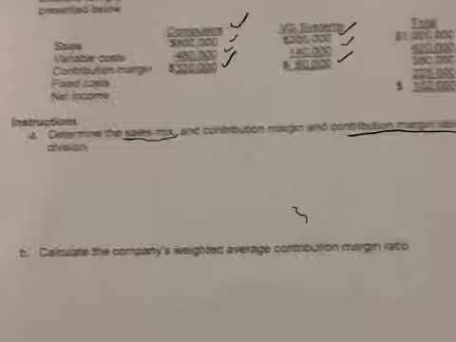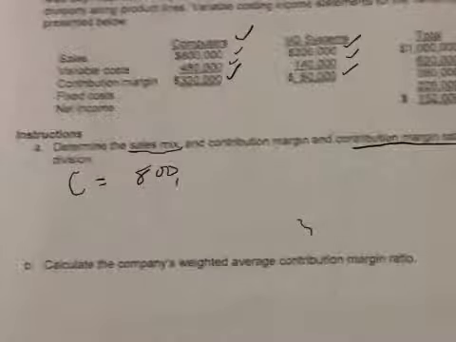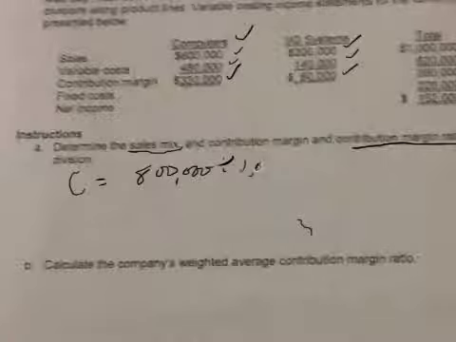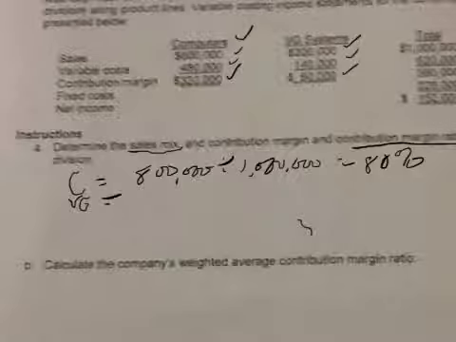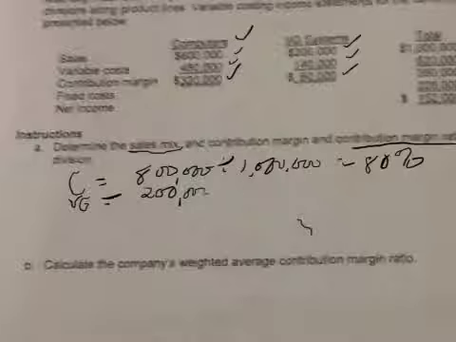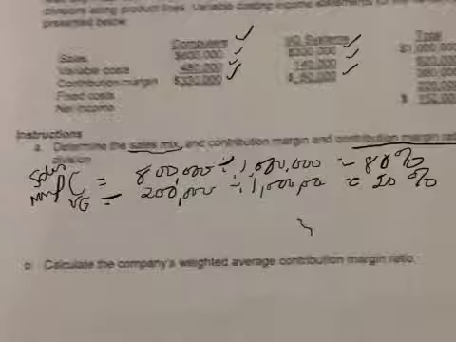So the sales mix for computers, I'm just going to put C here. For computers, that is 800,000 divided by 1 million, or 80%. So 80% of sales are computers. VG, 200,000 divided by 1 million. So therefore it is 20%. So that is the sales mix. Now, they also want the contribution margin ratio.